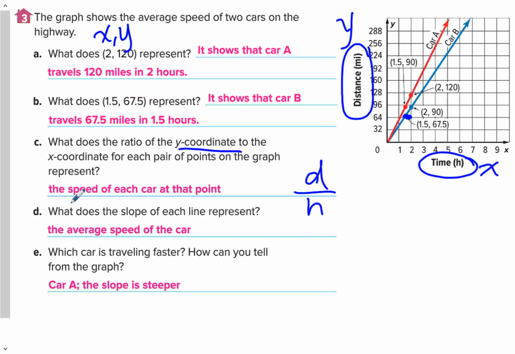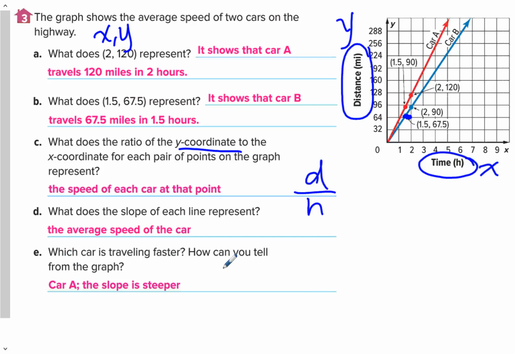What does that represent? That's the speed of each car at that point. And then what does the slope of each line represent? The average speed of the car. They like to say miles per hour. And then which car is traveling faster?